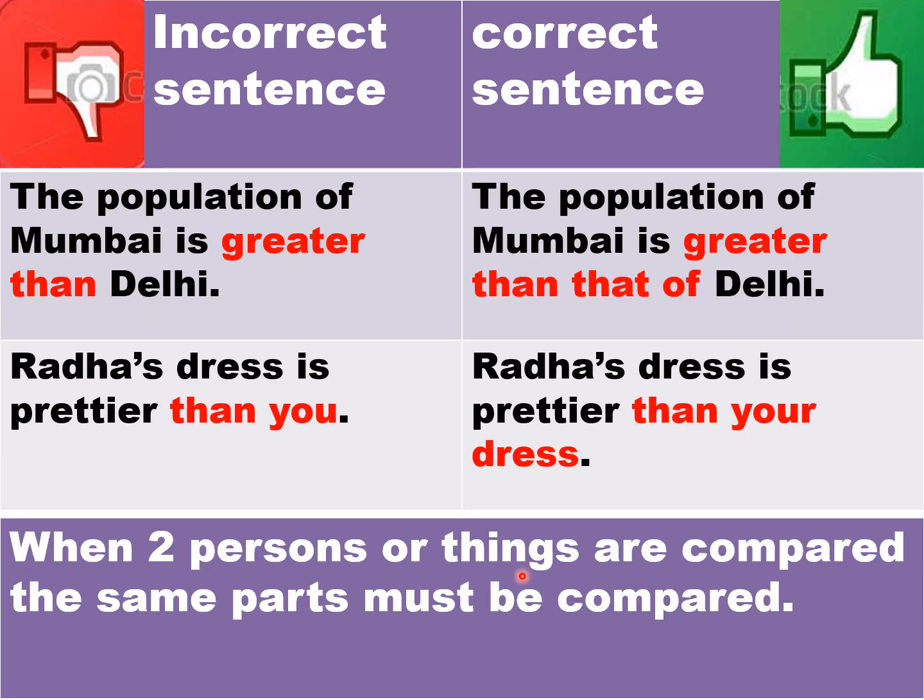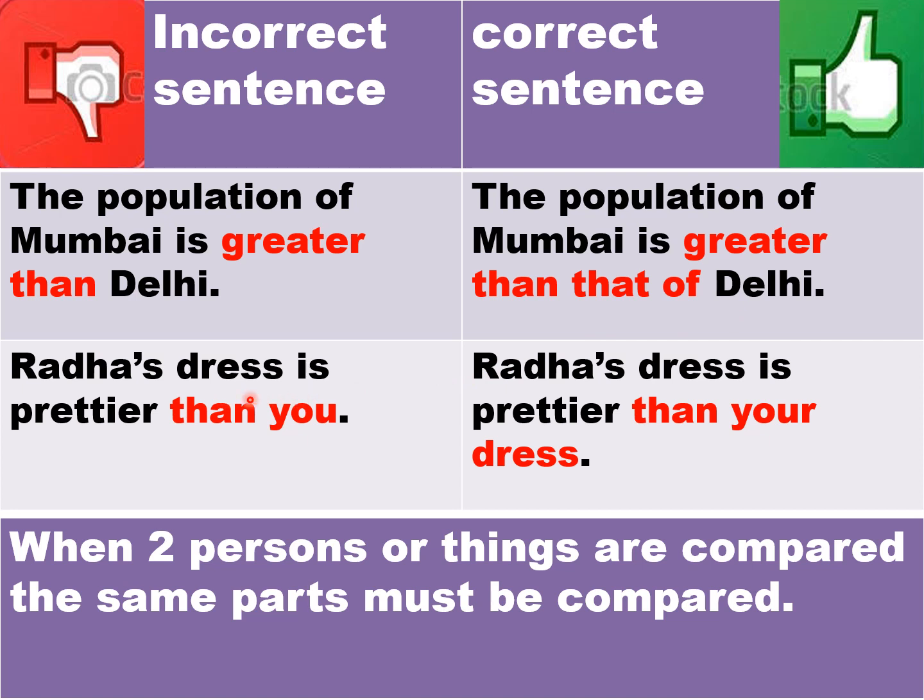When two persons or things are compared, the same parts must be compared. See the example here. The population of Mumbai is greater than Delhi. We must compare population only. The population of Mumbai is greater than that of Delhi.